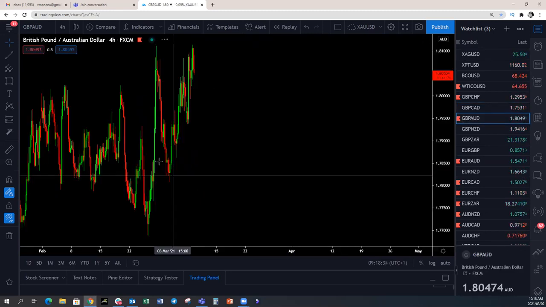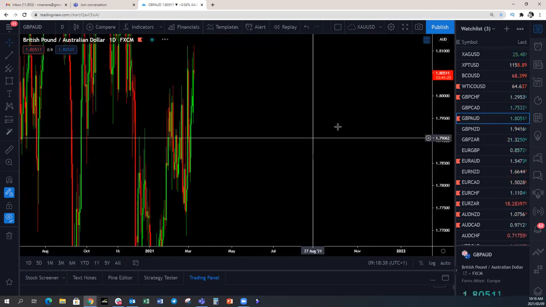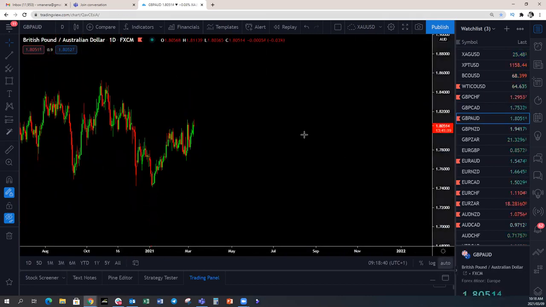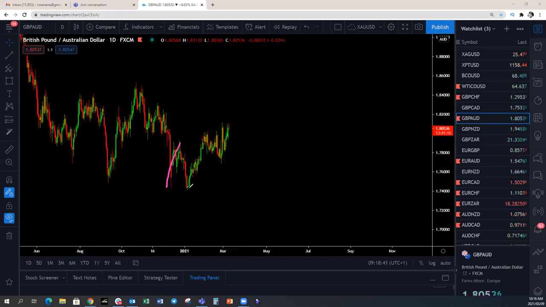Pound Aussie. Need to go back to the daily on this one. So Pound Aussie, this is what we looked at yesterday. 3 waves up, 3 waves back. Now we're looking for this to make another 3 waves to the upside. Okay, so a W, X, Y structure.